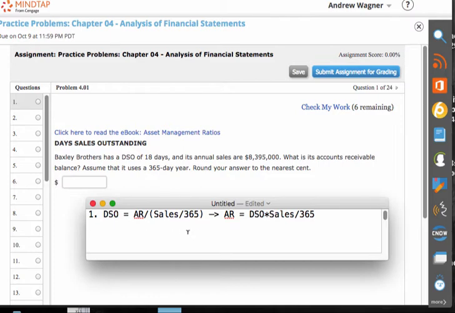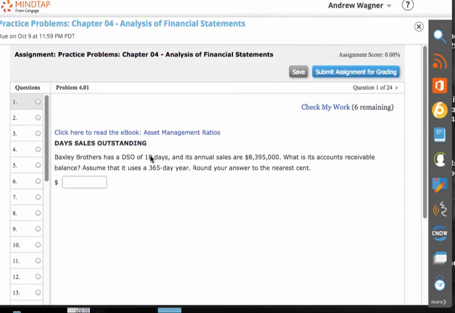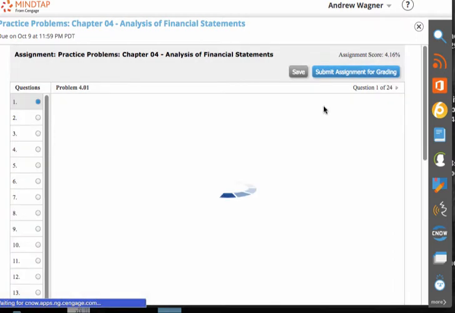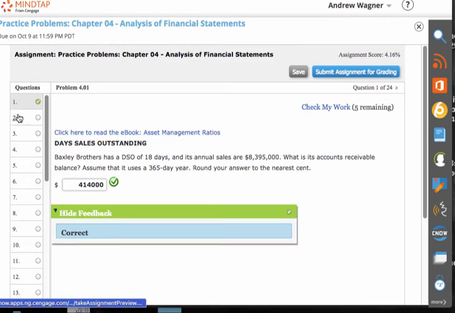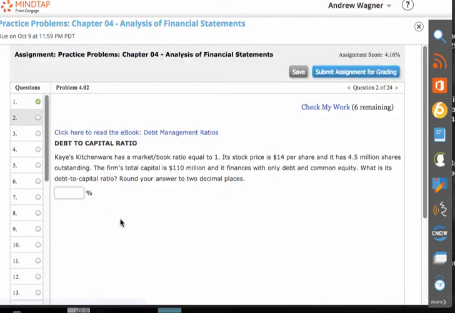It's receivables over average daily sales, and rearranging that just to solve for receivables, you'd have days sales outstanding times sales over 365. So that'd be 18 times 8,395,000 divided by 365. When I put that in my calculator, I am getting 414,000. So let's go ahead and see if that's correct. Yeah, it is. And then number 2, debt to capital ratio.